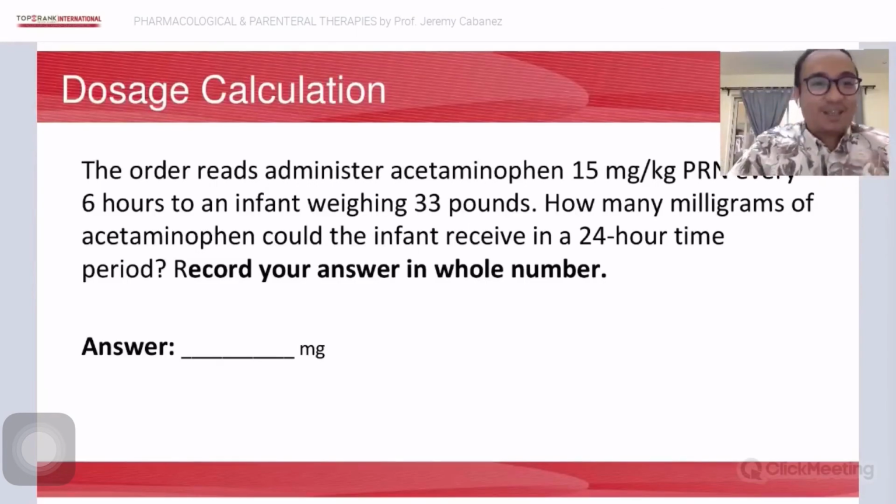Okay, next. Next po tayo, let's talk about dosage calculation. Ayan na ha, magka-calculate na tayo. Guys, okay, labas na ang inyong mga calculators. Ready? Okay, let's read and then let's calculate.